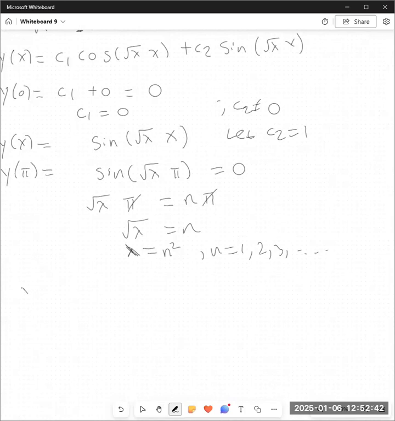Let's come back to my function. y of x is equal to sine of, and root lambda is n, so nx, and we're going to call this y sub n for my eigenfunction here. And that is how you solve one of these boundary value problems with regards to eigenvalues and eigenfunctions.